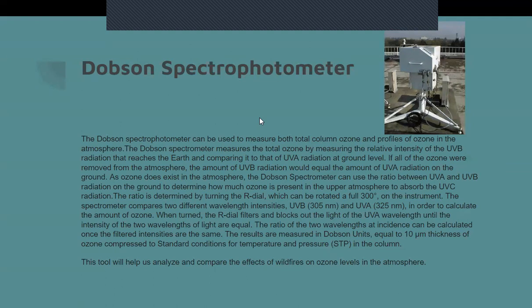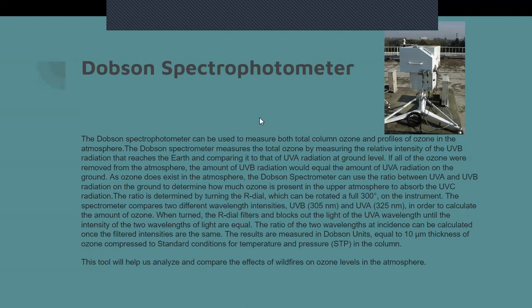If all the ozone were removed from the atmosphere, the amount of UVB radiation would equal the amount of UVA radiation on the ground. As ozone does exist in the atmosphere, the Dobson spectrophotometer can use the ratio between UVA and UVB radiation on the ground to determine how much ozone is present in the upper atmosphere to absorb the UVC radiation.